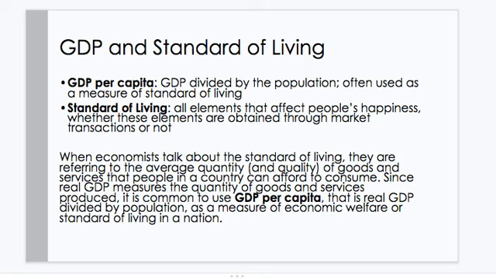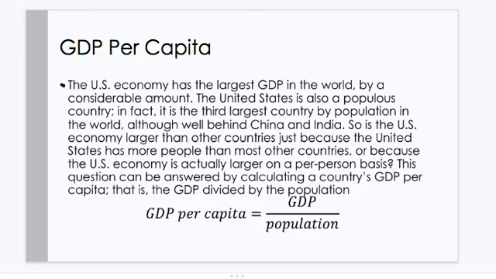GDP per capita, GDP divided by the population, often used as a measure of standard of living. Standard of living, all elements that are affecting people's happiness, whether these elements are obtained through market transactions or not. When economists talk about standard of living, they're referring to the average quantity and quality of goods and services that people in a country can afford to consume. Since real GDP measures the quantity of goods and services produced, it's common to use GDP per capita, that is, real GDP divided by population, as a measure of economic welfare or standard of living. Here's the formula: GDP per capita, take GDP divided by the population.